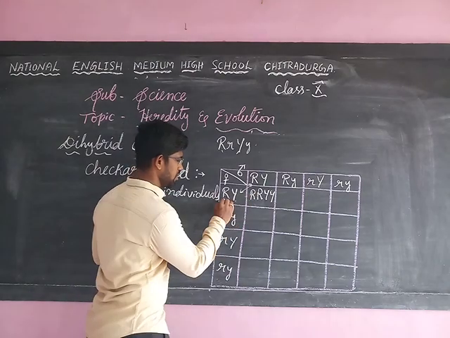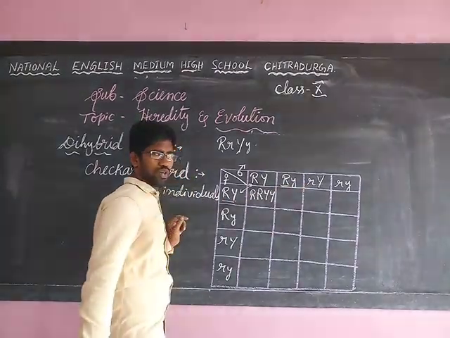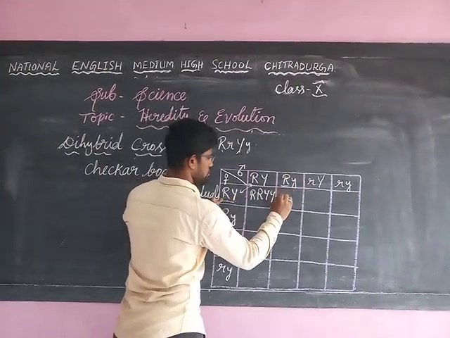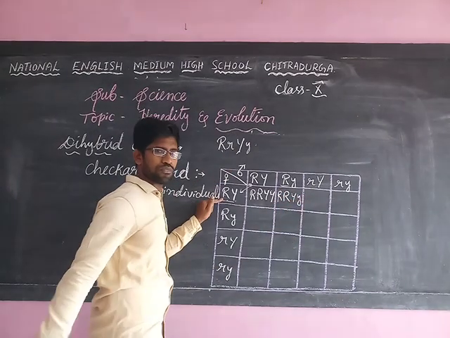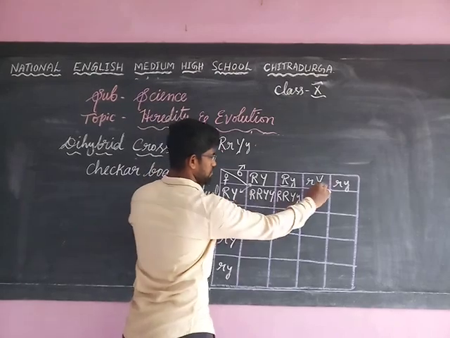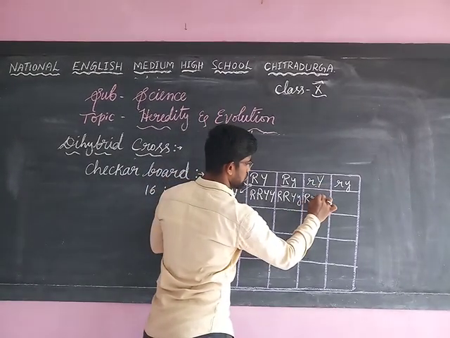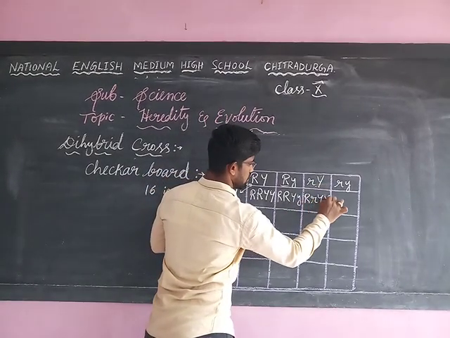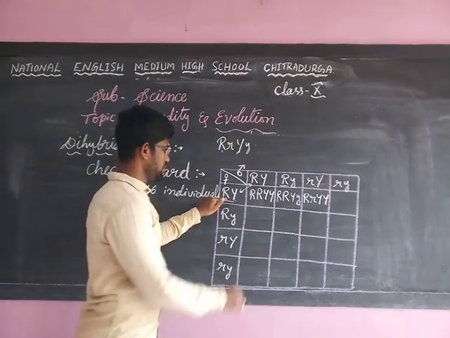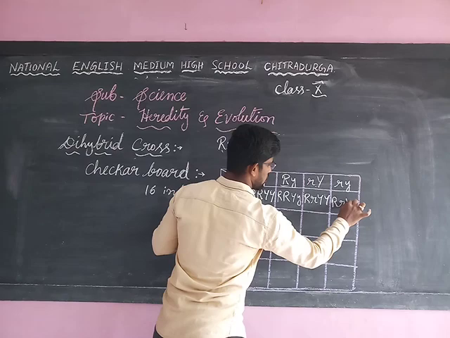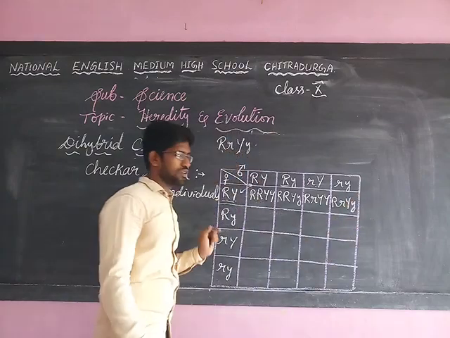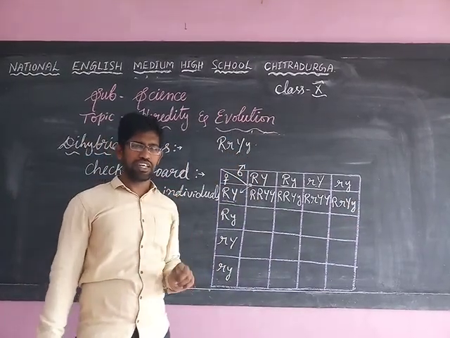Then second, this one plus this one: capital R, capital R, capital Y, small y. Then from this one, the same: capital R small r, capital Y, capital Y. Then the last one: capital R small r, capital Y, small y. So like this we have got 4 individuals.